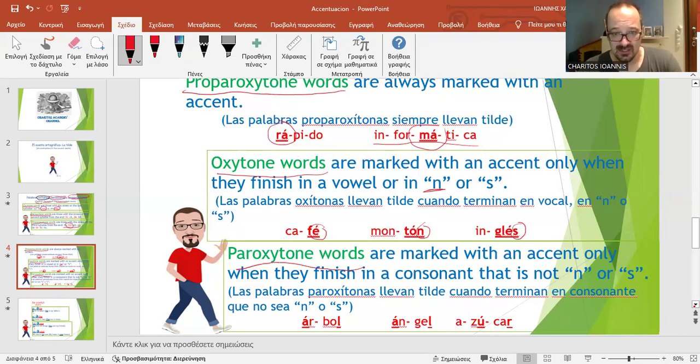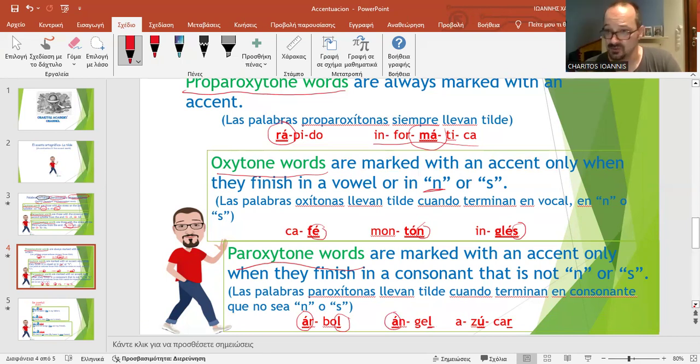For instance, here I have the word árbol, the tree, right? We see that it finishes in consonant, L, that is not N or S. Por eso, this is why I must write the accent mark. The same goes here with the word ángel, angel. It finishes in L again, which is a consonant. It's paroxytone, so I must write the accent.